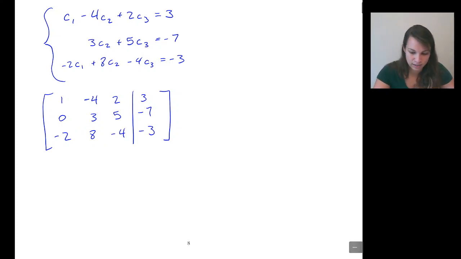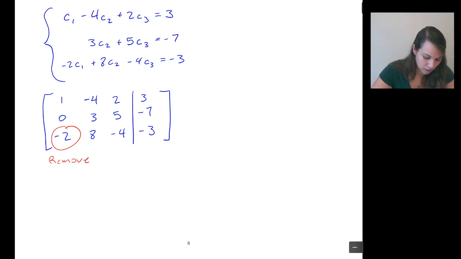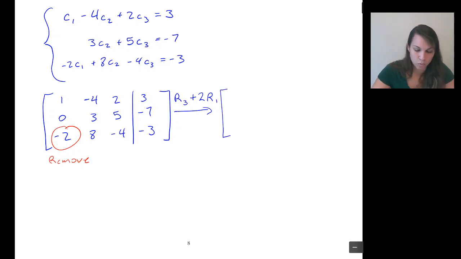So what's standing in our way? This -2. Right now, he's my biggest enemy. I would like to remove him. So let's go after him first. We can do that by modifying row 3. We're going to add 2 times row 1. Rows 1 and 2 don't change, so we copy them down.